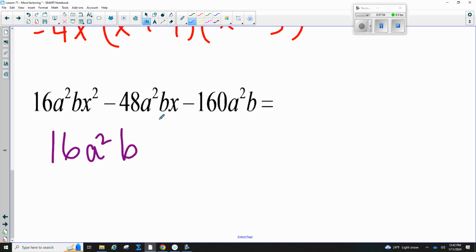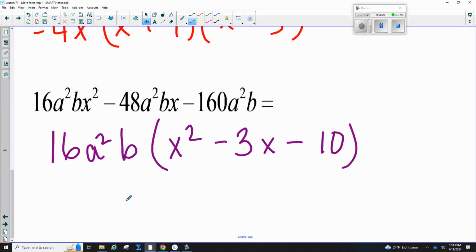And the x's, you guys, there's not an x on the third term, so we can't take any x's out, right? So I take out 16a squared b. What's left? X squared. Great job. Okay, and then 16 times what is 48? 3. All right, and it would be a negative 3 because I didn't take a negative out. It stays negative. Okay, I took out the a squared b, so I have an x here. And then 16 times what is 160? 10. And I took out the a squared b. So the GCF is 16a squared b.